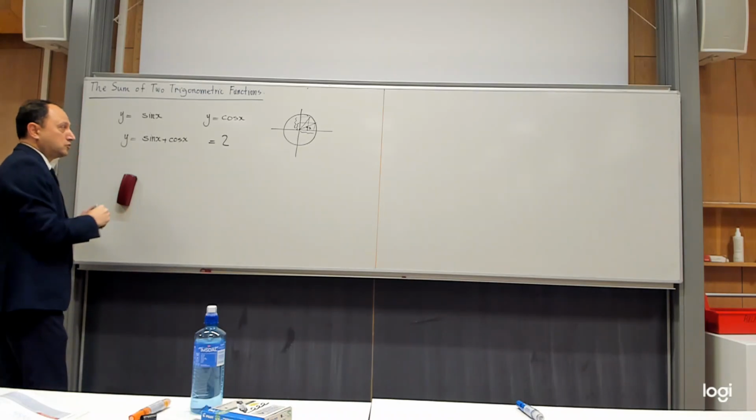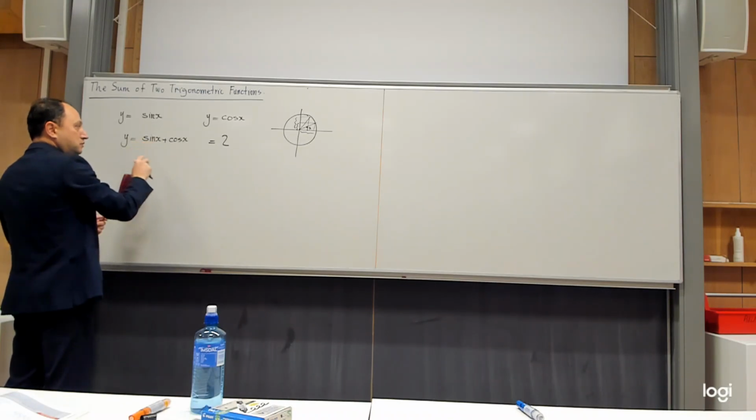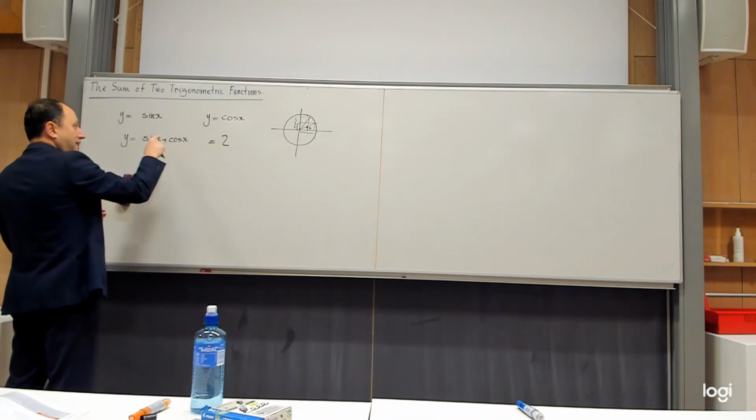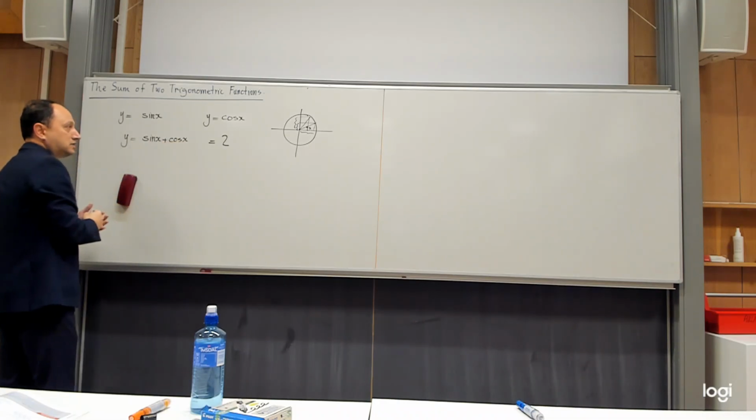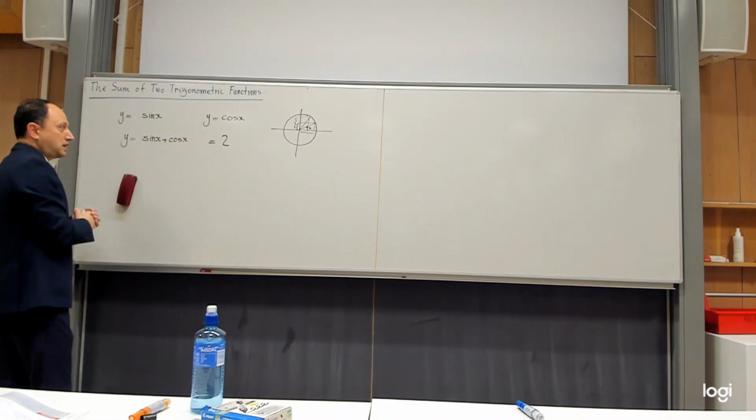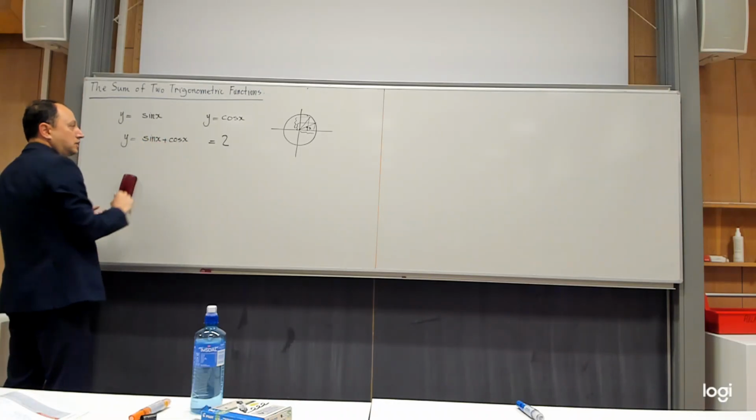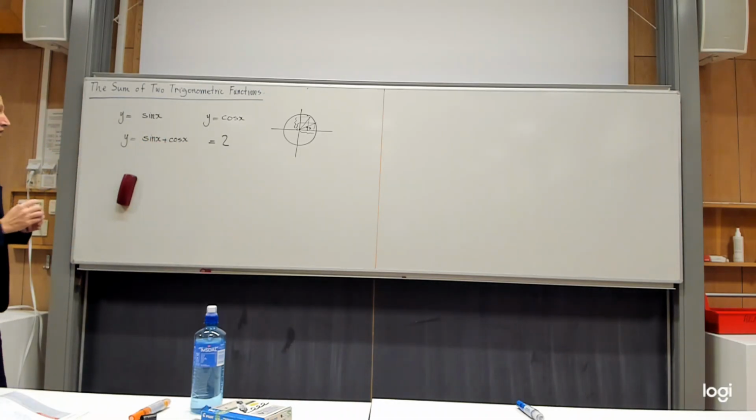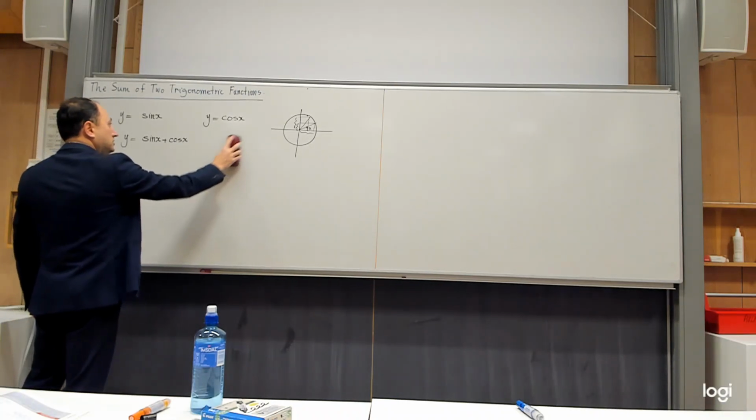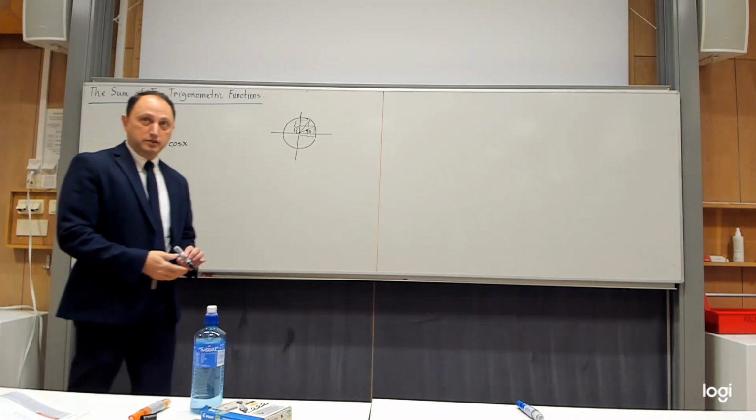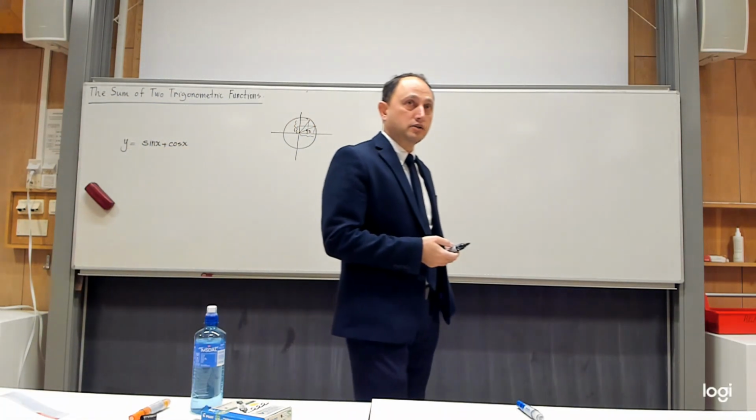The answer is no, because the maximum of sine is 1, the maximum of cosine is 1. To reach this number, I have to make this equal to 1 and this equal to 1 simultaneously, which is not possible. I cannot find any angle so that when I put it here, the answer becomes 2. Yes? Okay. But now the question is, what is the maximum of this function and what is the minimum of this function then, if it is not 2 or minus 2?